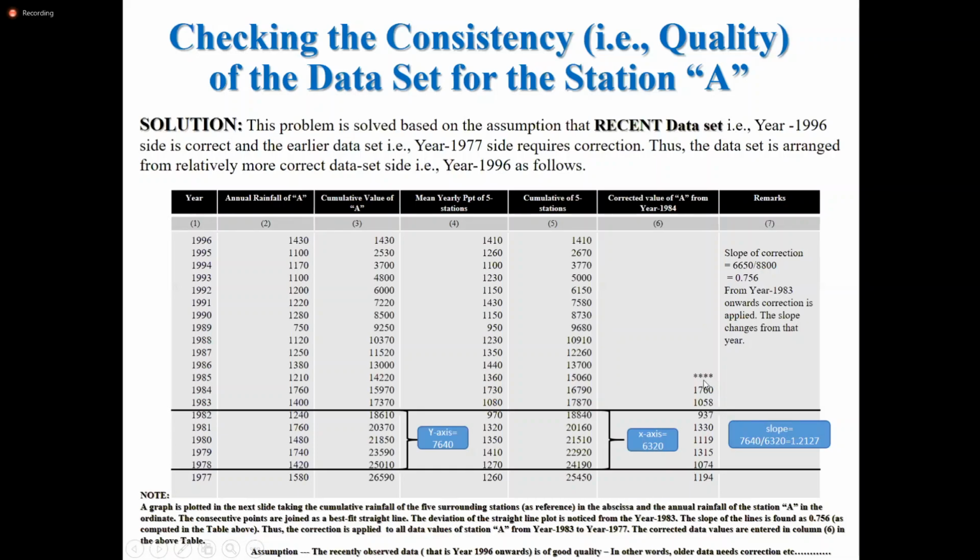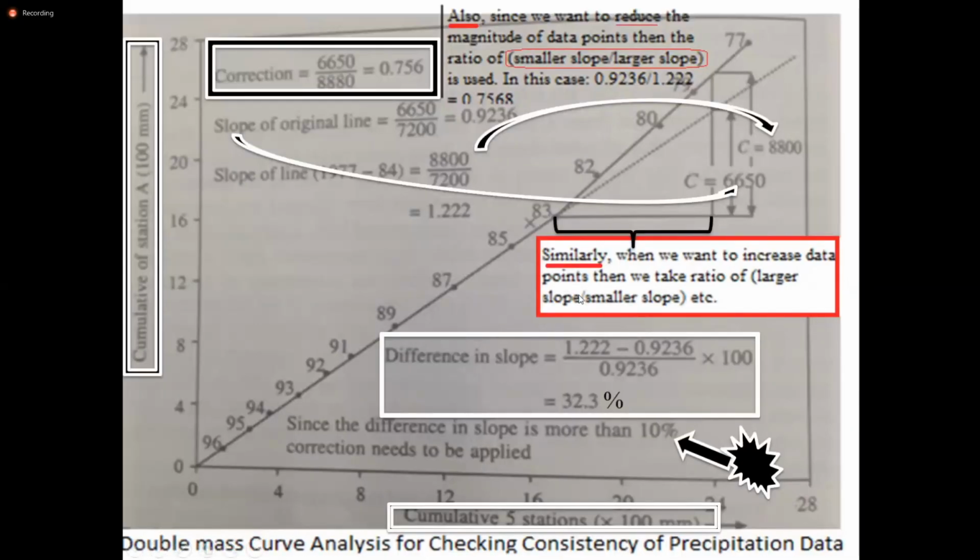If you see from 1984, the data was 1760. So that remains the same, no change. And then 1400 has been changed to 1058, we are reducing it. 1240 has been reduced to 937. 1760 has been reduced to 1330. So let's go back to what we are doing: we are reducing these data, bringing them to the dotted line.